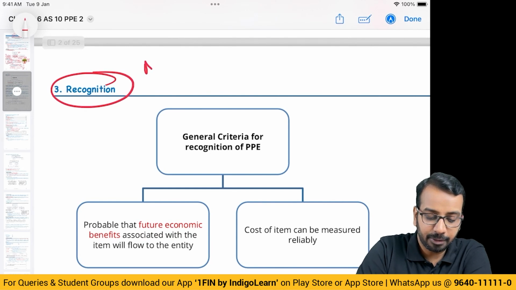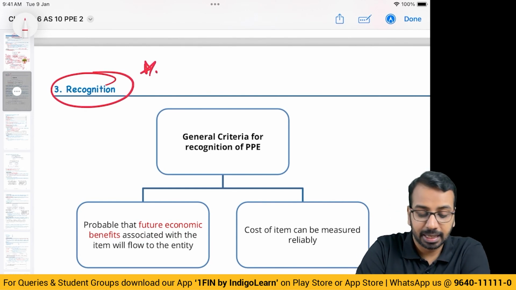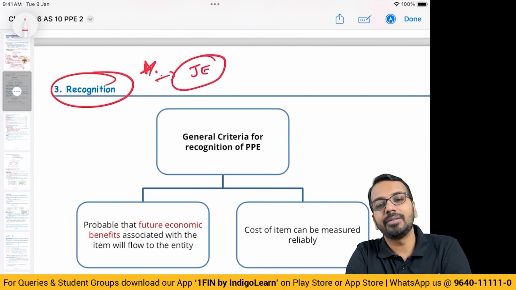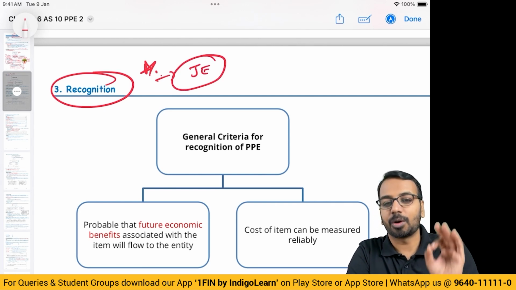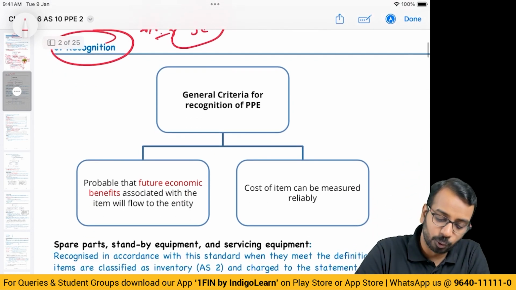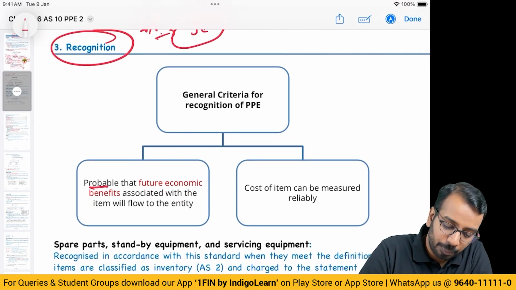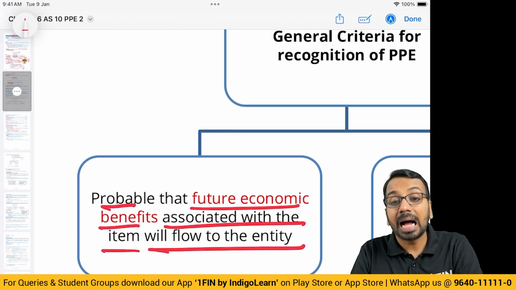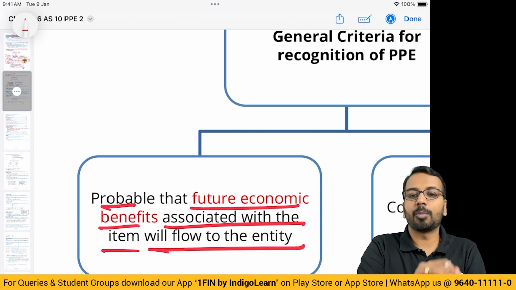Very important criteria, the recognition criteria. Recognition means when will I first time pass a journal entry or when will I first time bring a property, plant and equipment in my books. When will I do that? I will do that when it is probable that future economic benefits associated with the item will flow to the entity, meaning to say, with the property, plant and equipment, I will get future economic benefits.